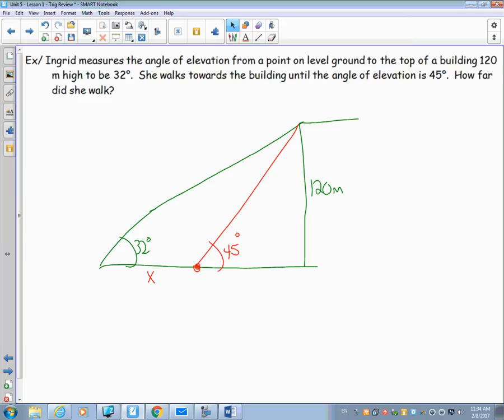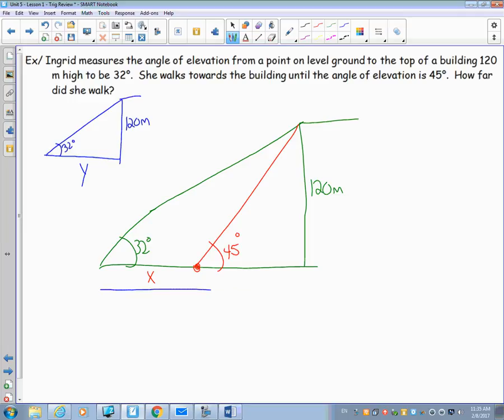Well, I hope that you guys see this as maybe two triangles. We've got a triangle that's 120 meters. This is 32, and it's x distance. Actually, I won't call it x. That may cause some confusion. Let's call it y meters from the building. In other words, all the way from the building. That's one of our triangles.